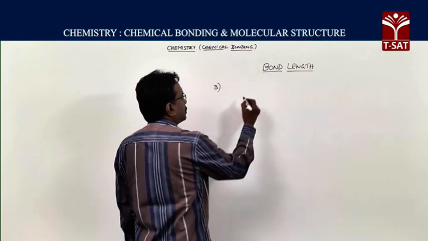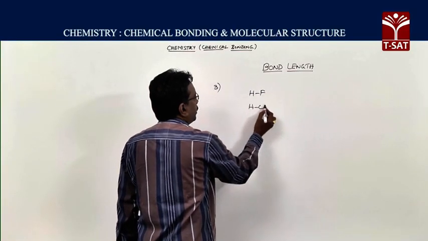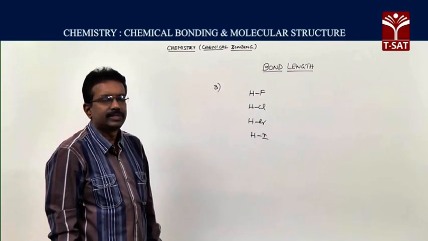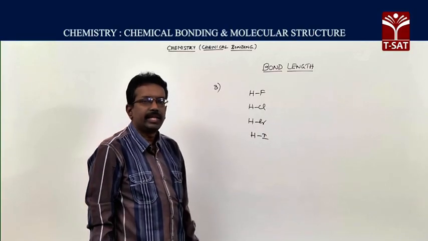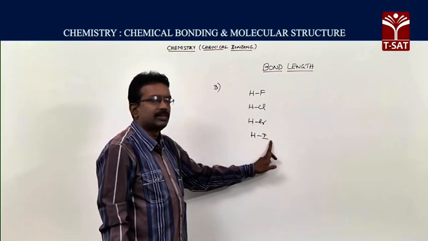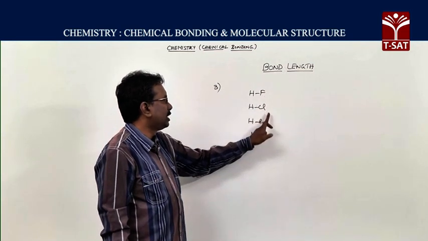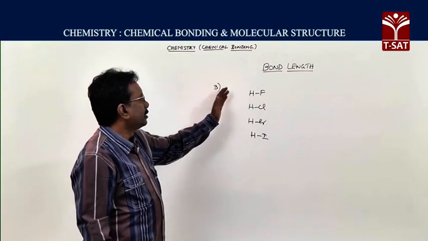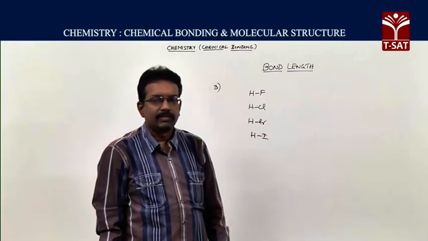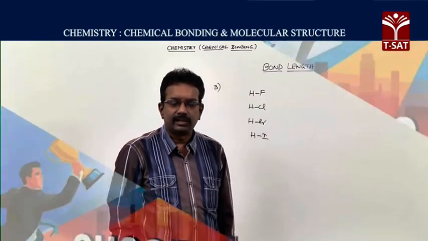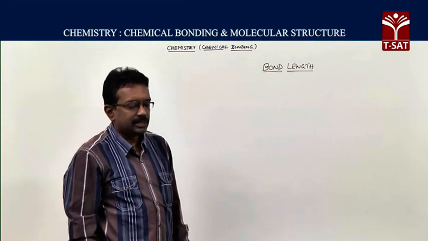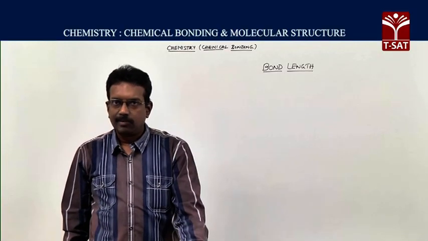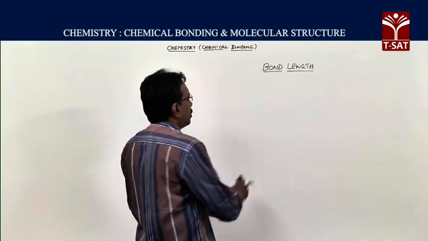In a group of similar compounds, suppose I am writing here HF, HCl, HBr, HI. In a group of similar compounds, from top to bottom the bond length value increases due to the increase in the size of the halogen atom. So, HF to HCl, HCl to HBr, HBr to HI, the bond length value increases. That means, in a group of similar compounds, from top to bottom the bond length value increases. This is the third point related to bond length. Now, after observing this first bond parameter, that is bond length, let us move to the second bond parameter, that is bond energy.